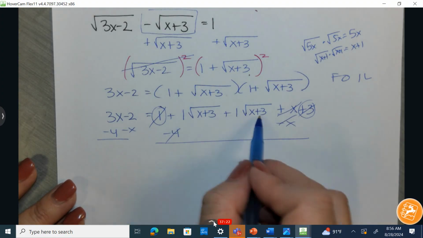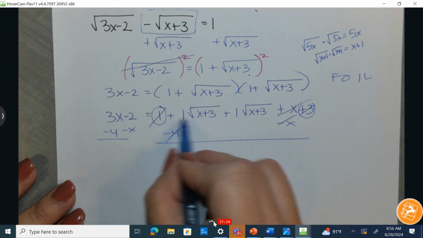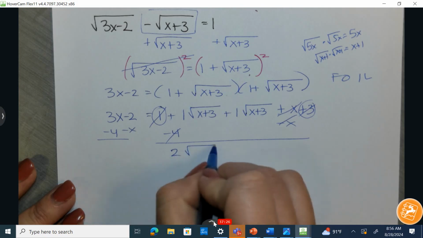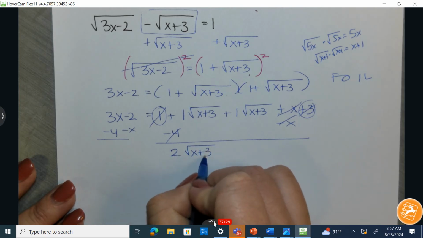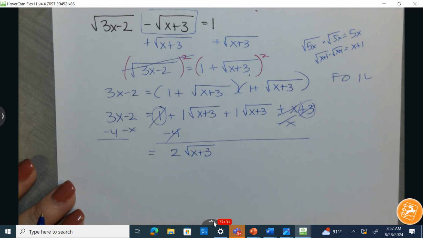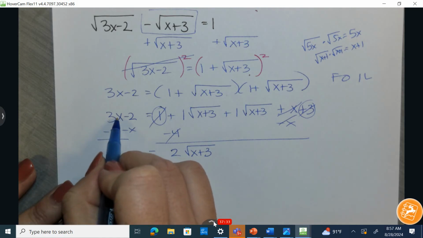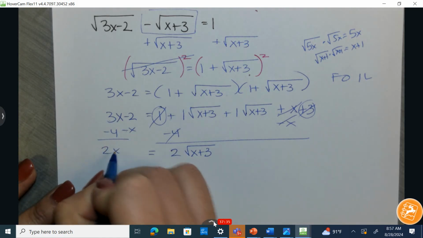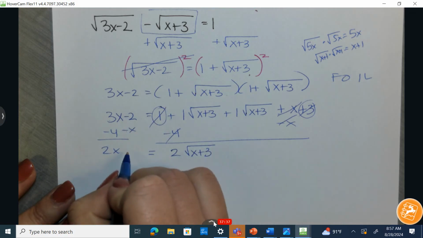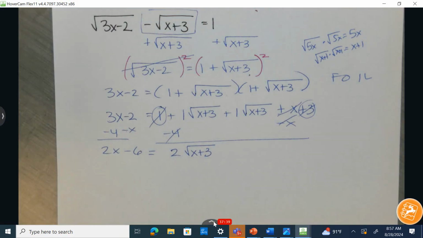So on the right-hand side, I have 2 groups. Here's one group, and here's the next. I have 2 groups of the square root of x plus 3. And on the left-hand side, when I combine like terms, 3x minus x is 2x, and negative 2 and negative 4 is negative 6.